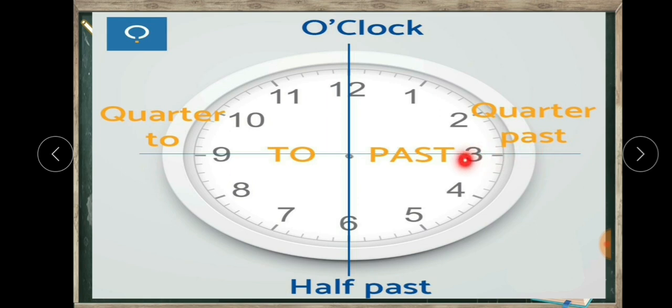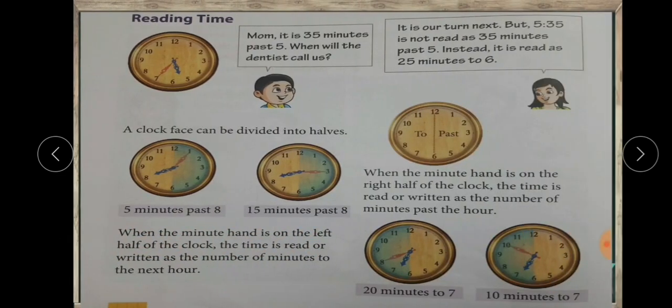If the minute hand is on 3, we use quarter past, quarter past from that hour. It will be clear by the next example.